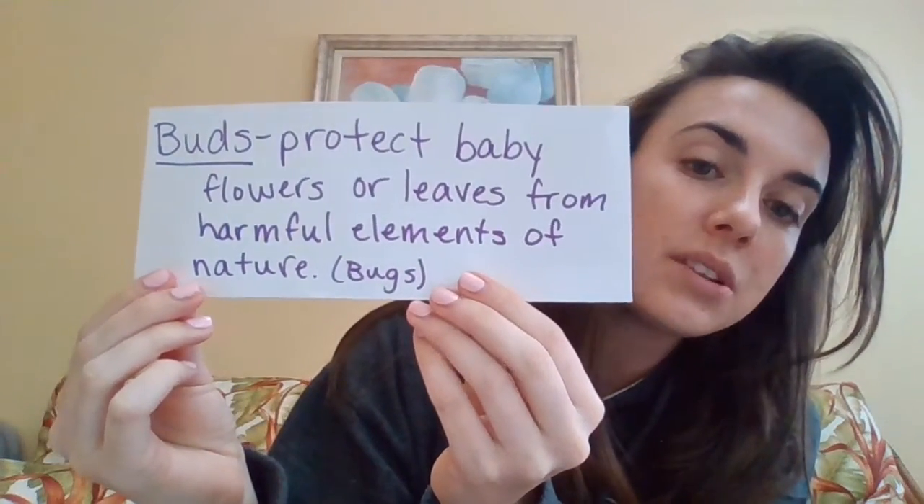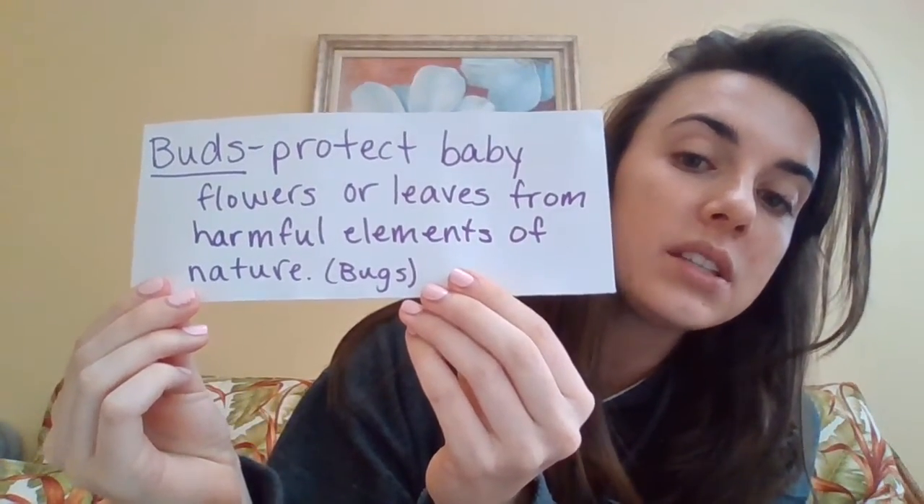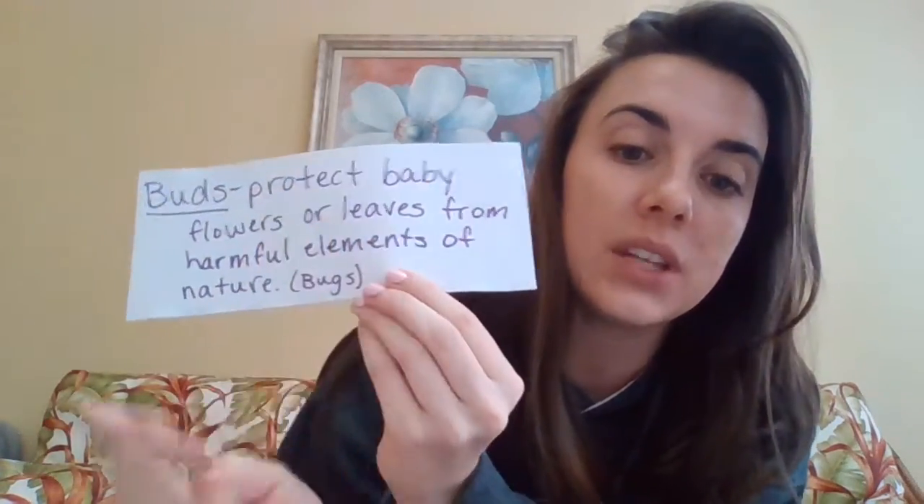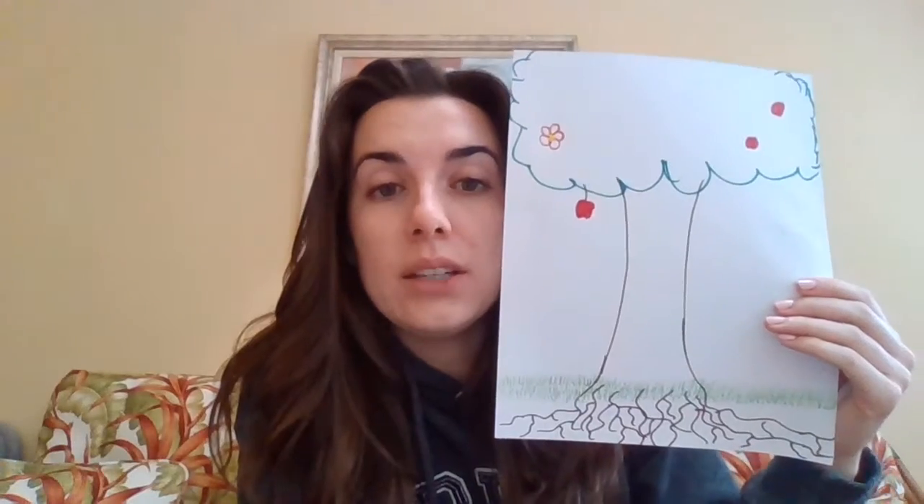Protects baby flowers or leaves from harmful elements of nature like bugs that might try to come and eat them, but it's closed up so they can't. The next part of the flower or plant is a flower, which I drew right here. So first it's a bud and then it opens up and it turns into a flower.